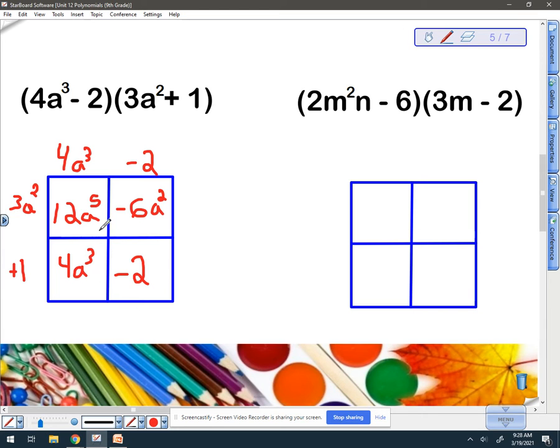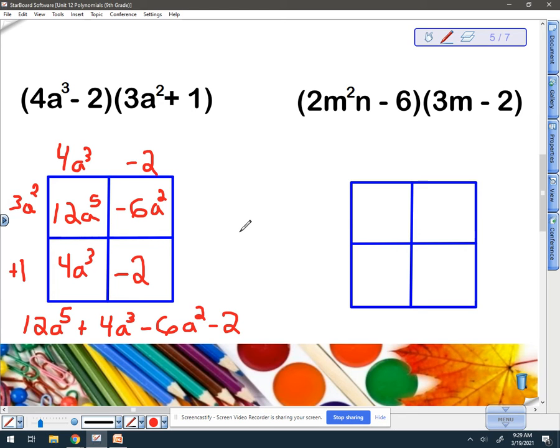So then we need to write them down. Let's see, put them in order based off of degrees. That's 5, that's 2, that's 3, that's 0. So that goes first. So 12a to the fifth. That's a 2, that's a 3, so this one comes next. It's positive 4, so plus 4a to the third. It's a negative 6, so minus 6a to the second. And then it's a negative 2, so then minus 2.